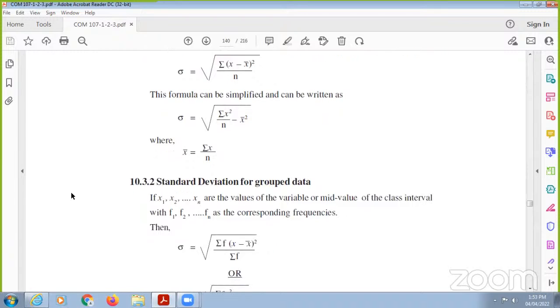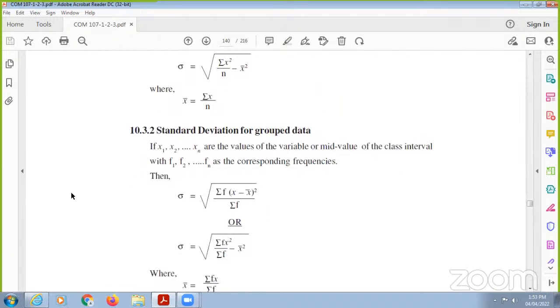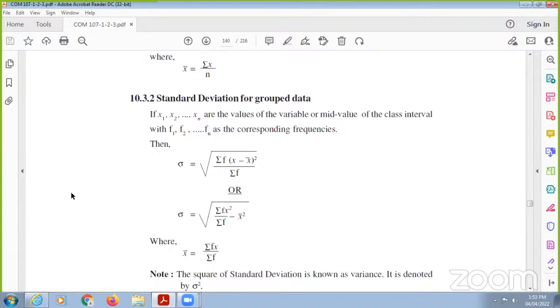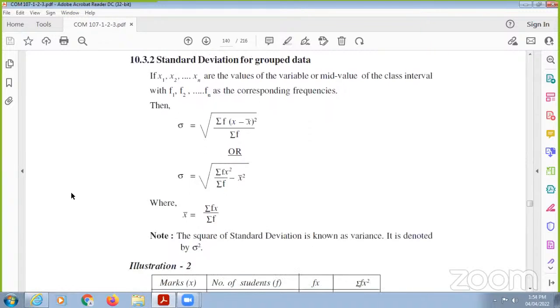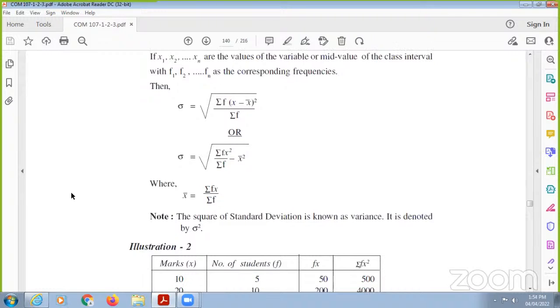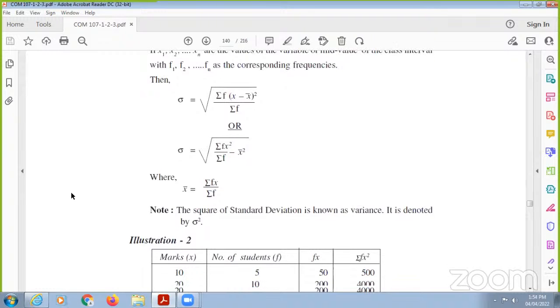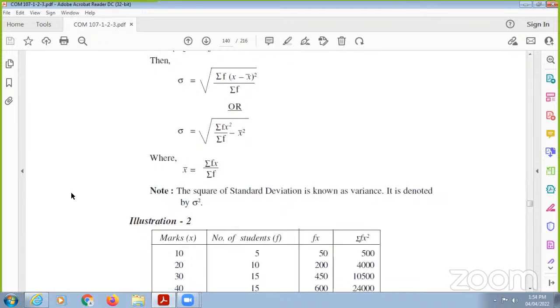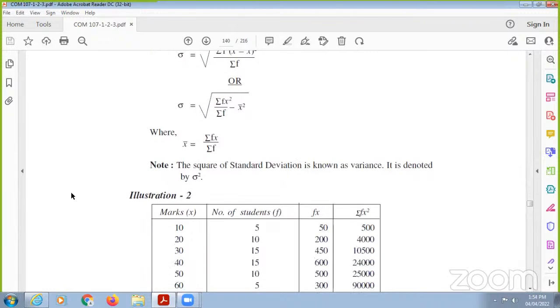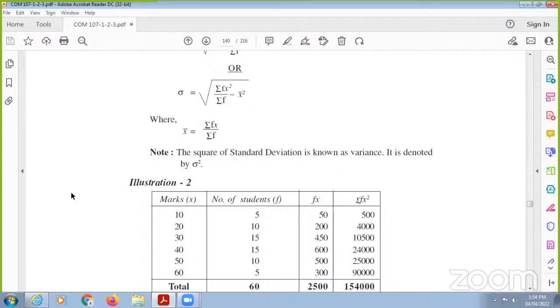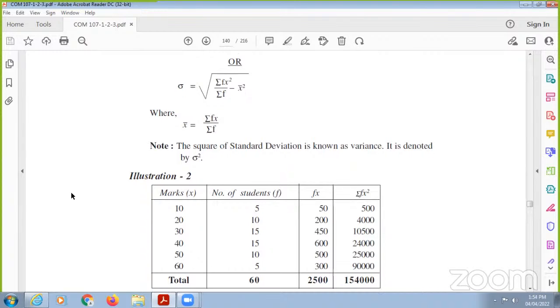Here the example is given for you. Standard deviation from group data. The square of standard deviation is known as the variance. It is denoted by standard deviation squared. There is an example here, marks 10, 20, 30, 40, 50 and 60. The number of them, that is frequency: for 10, 5; for 20, 10; for 30, 15; for 40, 15; for 50, 10; and for 60, 5. The total here is 60.